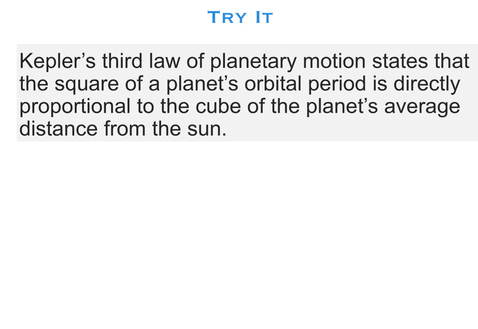So obviously you can't solve this one, but go ahead and try setting this up and see if you understand the concept of taking this word problem and setting it up with a variation.